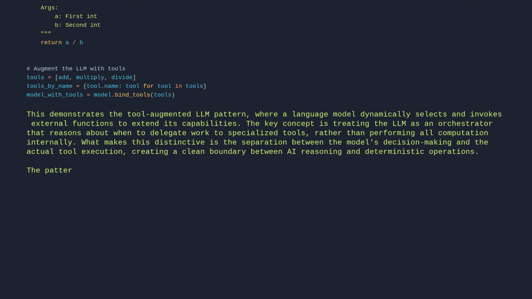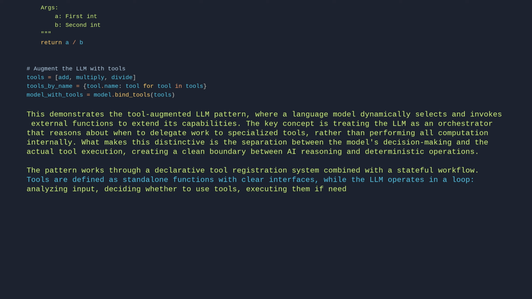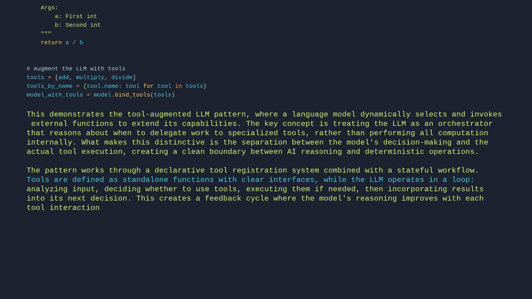The pattern works through a declarative tool registration system combined with a stateful workflow. Tools are defined as standalone functions with clear interfaces, while the LLM operates in a loop, analyzing input, deciding whether to use tools, executing them if needed, then incorporating results into its next decision. This creates a feedback cycle where the model's reasoning improves with each tool interaction, all while maintaining a clean separation between the AI's probabilistic outputs and the tool's deterministic behavior.